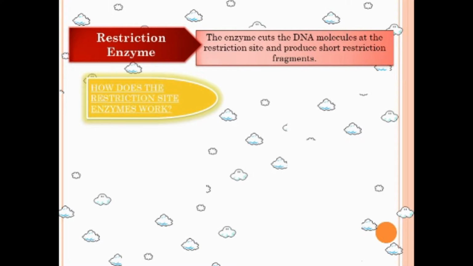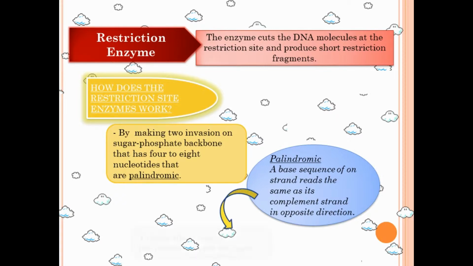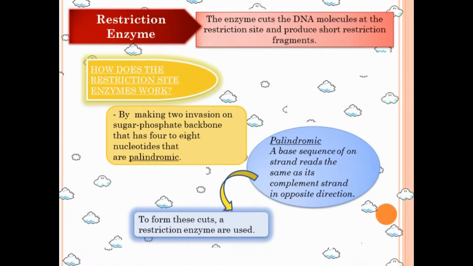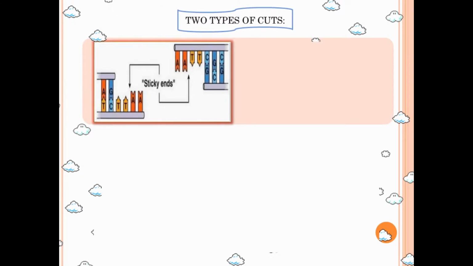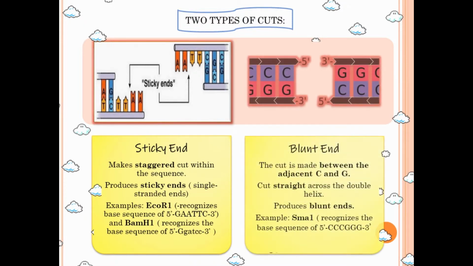But how do restriction enzymes work? They work by making two incisions on the sugar phosphate backbone at a site of 4 to 8 nucleotides that are palindromic. To form these cuts, restriction enzymes are used. For sticky ends, we use EcoR1, which is produced by E. coli and recognizes the base sequence 5' to 3'. It makes staggered cuts within the sequence, which then produce sticky ends. And for blunt ends, the SMA1 enzyme is used. This enzyme will recognize the base sequence above. The cut is made between the adjacent C and G.